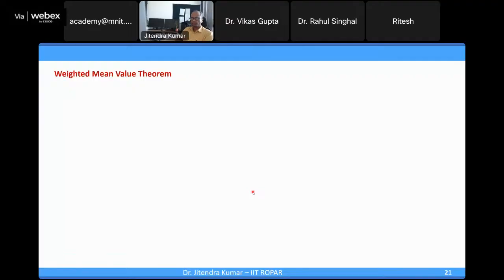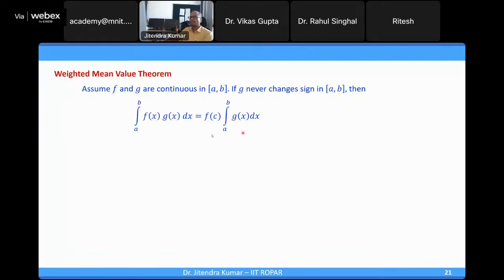One is the weighted mean value theorem, which says that if we have f and g continuous functions and g never changes sign in this range a to b, then this integral is equal to f(c), where c will be somewhere between a and b, times the integral of g(x). This is called the weighted mean value theorem. I'll skip the proof here. This is not very relevant for this lecture.